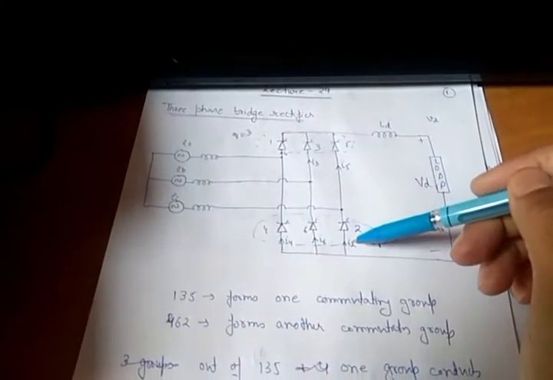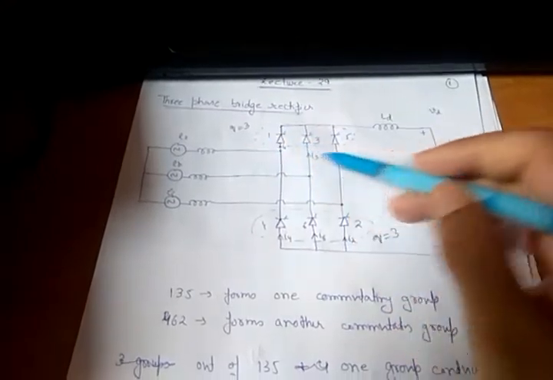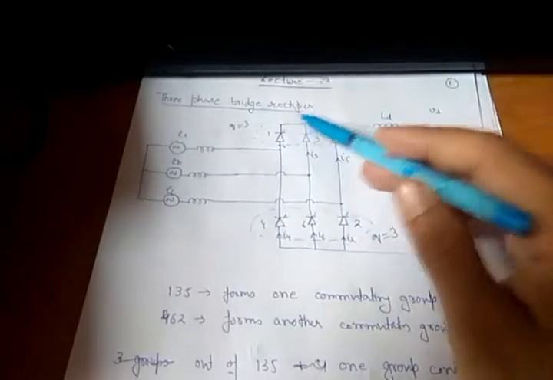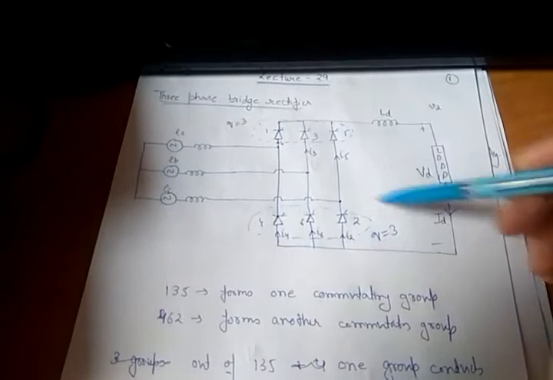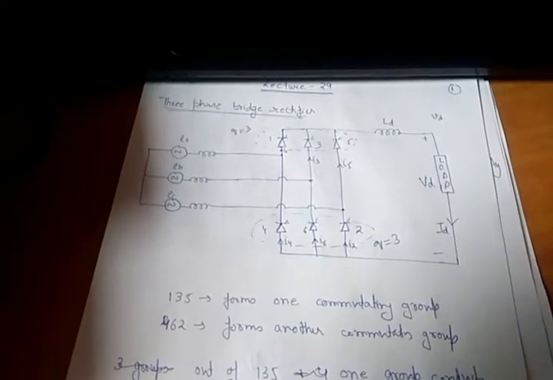One is conducting at a time in this group, and one is conducting at a time in the other. But how many valves are there in this group? 3 valves are in this group. So Q is equal to 3. Okay.